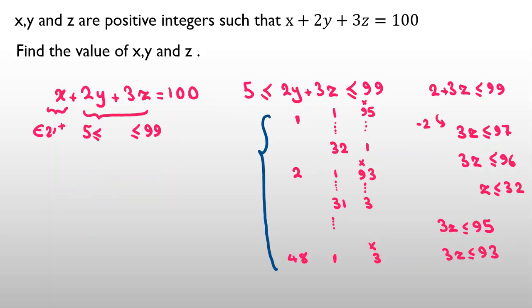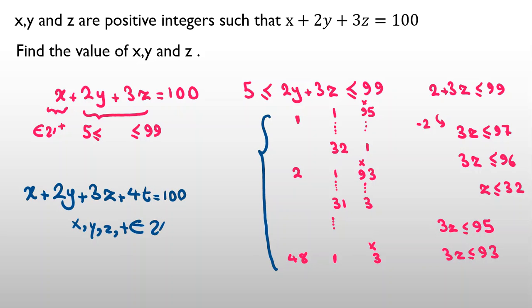Okay, let me write another problem. Solve this: x plus 2y plus 3z plus 4t equals 100, and x, y, z, t are positive integers. And find the number of answers, the number of x, y, z, t that satisfy this. Also here, you can use this and find the number of answers. It's not hard at all for this problem.